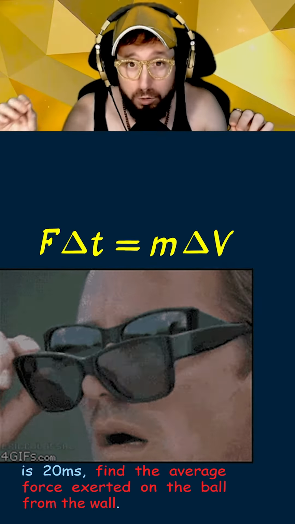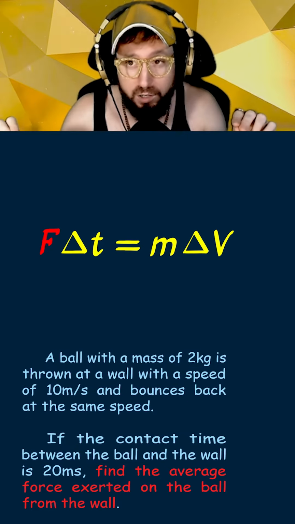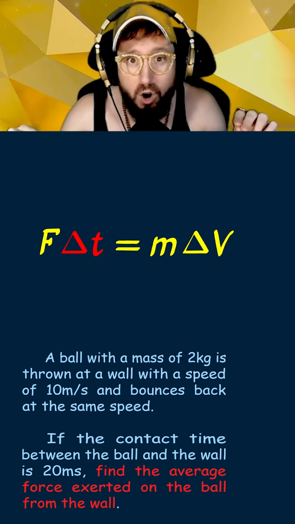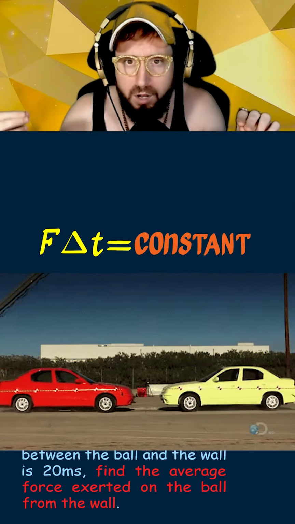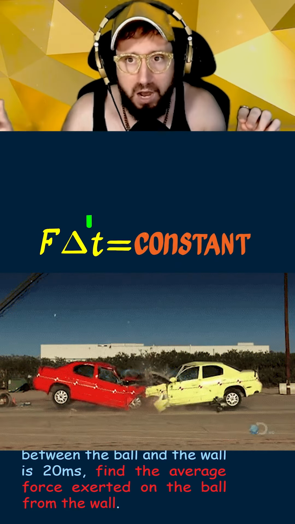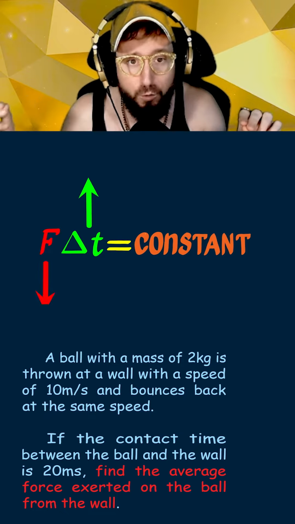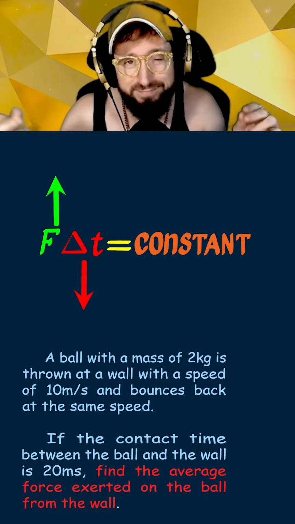Now where impulse gets really cool is showing how the average force of a collision and the time duration of a collision are inversely proportional. What this means is that for the same object colliding and coming to a complete stop, if the time of the collision is greater, then the average force exerted during the collision will be less, and vice versa.